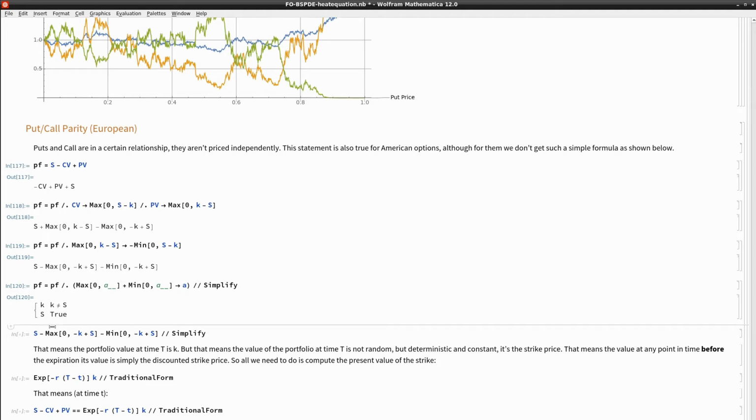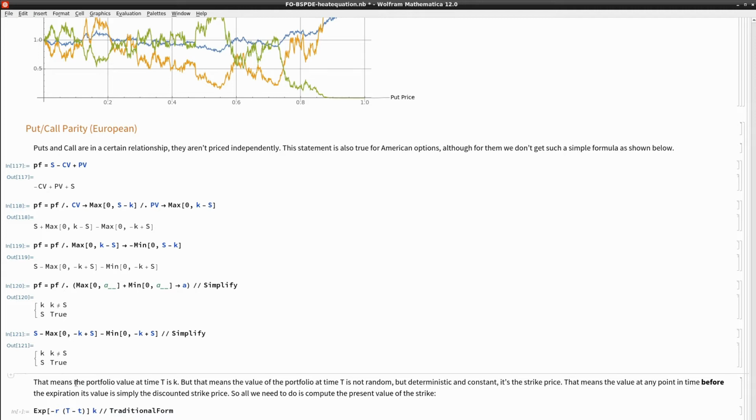So I filed a bug report why this is not simplifying. I think mathematically it's entirely correct, but we're after a simplification, right? The goal of simplify is to get an expression that has a lower leaf count. So I don't know why this didn't simplify. For all practical purposes, this is K, right? Because if K and S are different, it's K, and if they're the same, that's also K, because it's S and S is K. So that means at time t, the value is K. But that means the value of the portfolio at time t is not random, but it's deterministic and constant. That's the strike price, right?